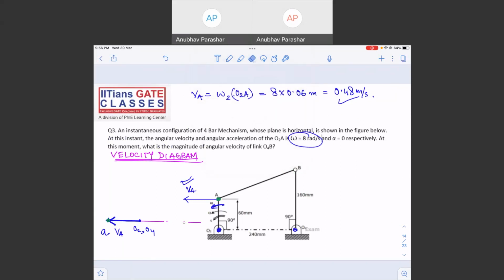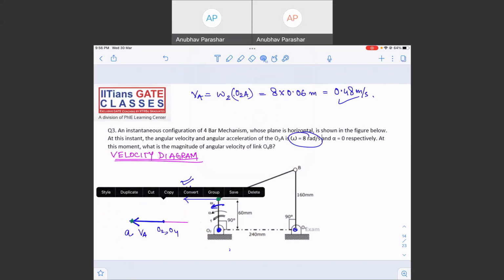Let us shift this a little bit so that we are able to draw it properly. Okay. So we'll draw a line perpendicular to AB, passing through point A. We don't know whether the velocity could be on the top or on the bottom.